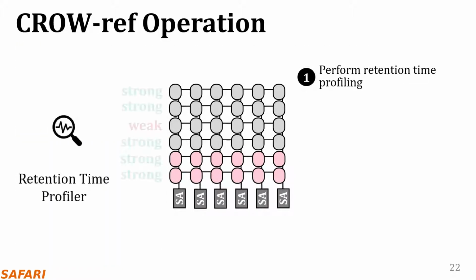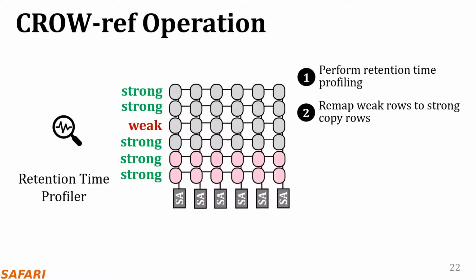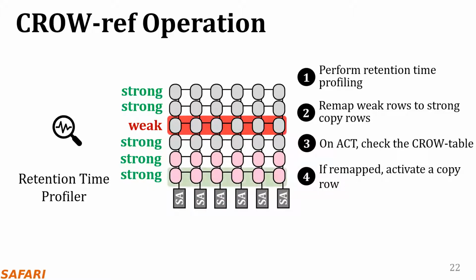CRW_ref uses a DRAM retention time profiling mechanism to discover weak rows and stores the remapping information in the CRW table. When the memory controller needs to activate a row, it first checks the CRW table to see whether the row has been remapped. If so, it activates the corresponding copy row instead of the weak regular row.